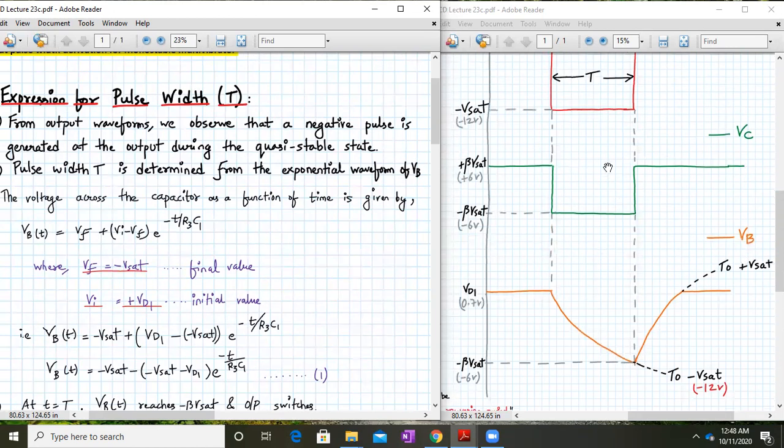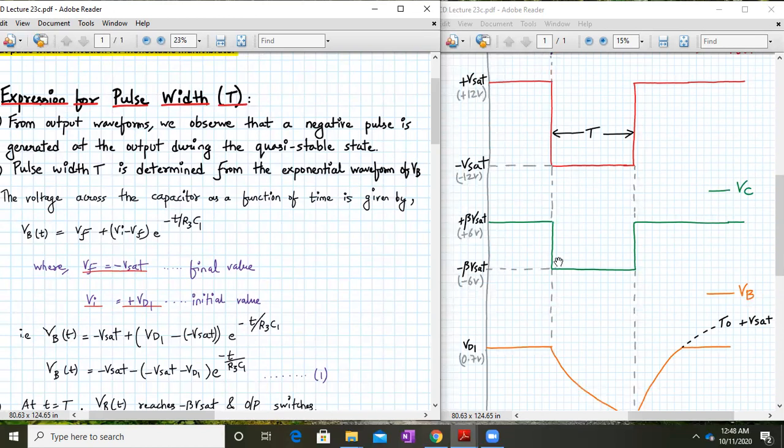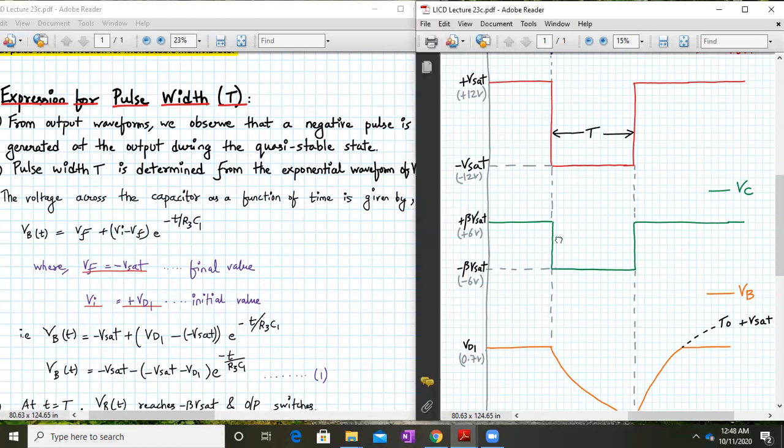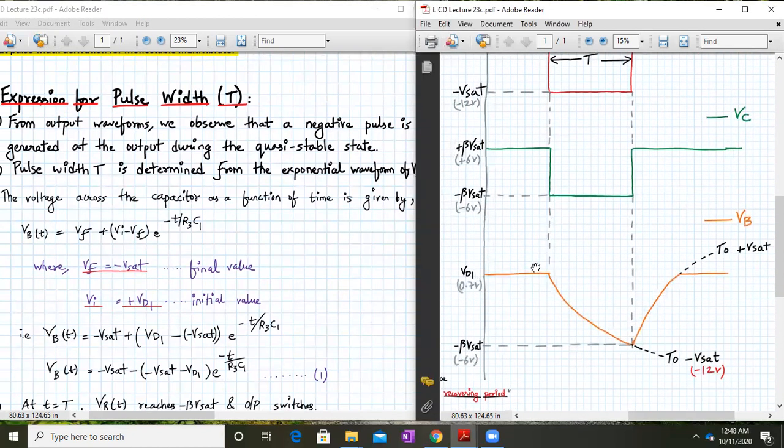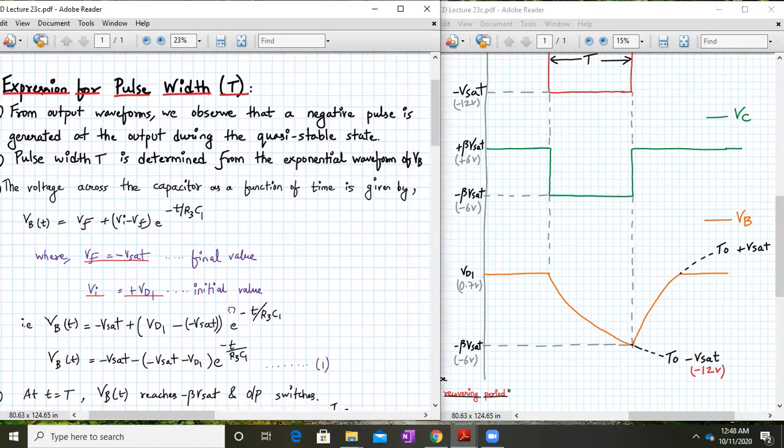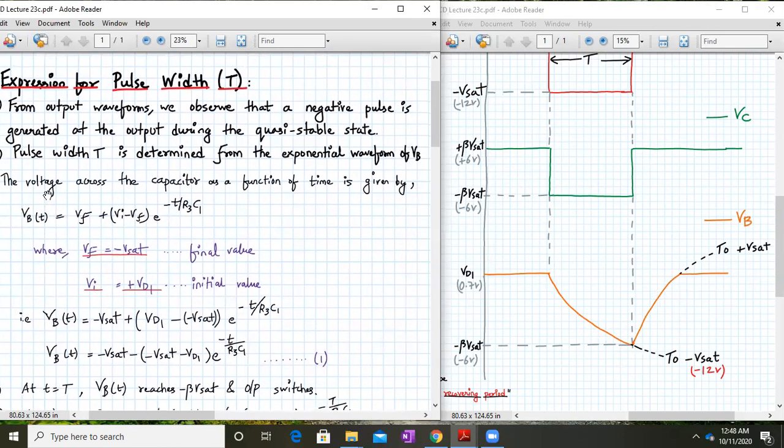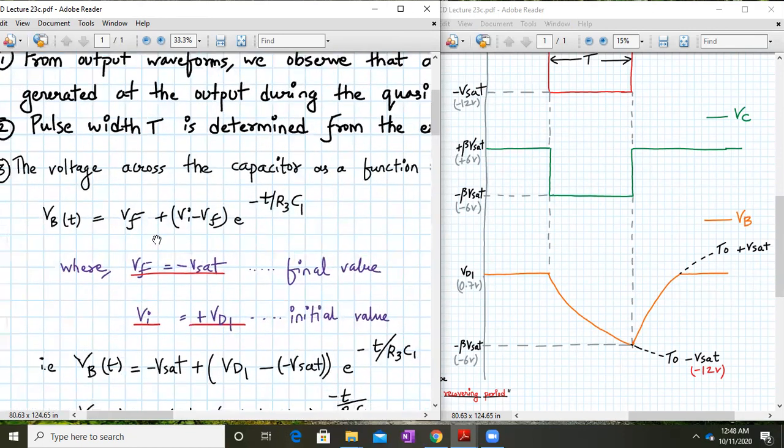As you can see, it's closely changing with respect to what is happening at node number B, which we have seen earlier in the working. So we have to concentrate on this waveform, and accordingly we'll derive the expression of the pulse width T. Basically, the voltage across the capacitor as a function of time is given by this formula, that is Vb of t.